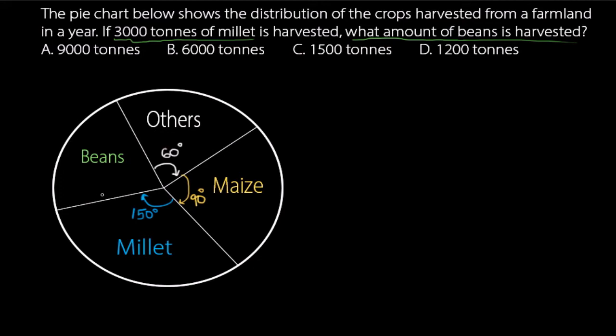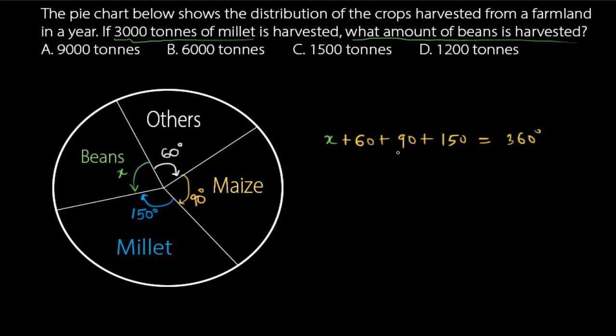Since we are not given the angle for beans, but we know that the sum of angles at a point in a circle is 360 degrees, we can find this angle. Let's call it x. So x plus 60 plus 90, which is for maize, plus 150 degrees, which is for millet, should equal 360 degrees.